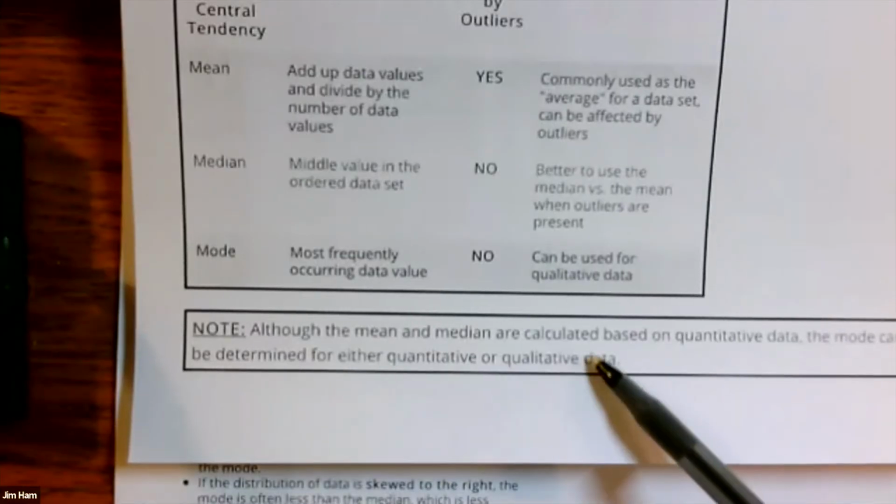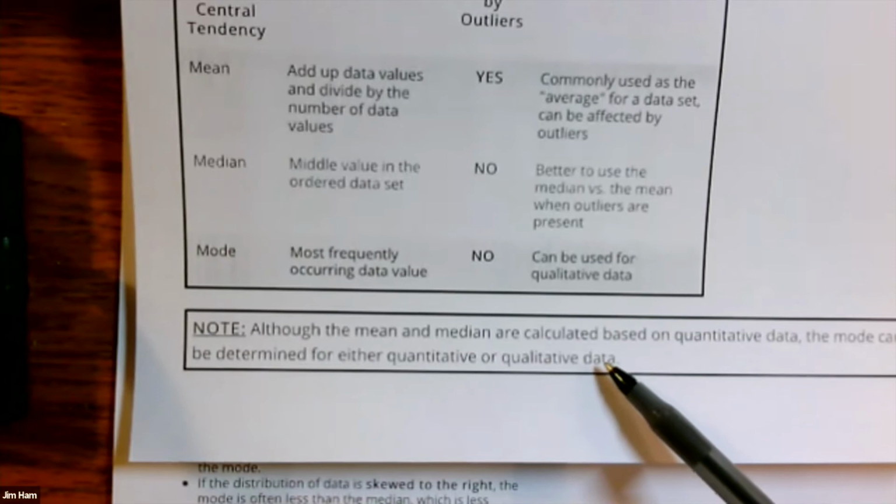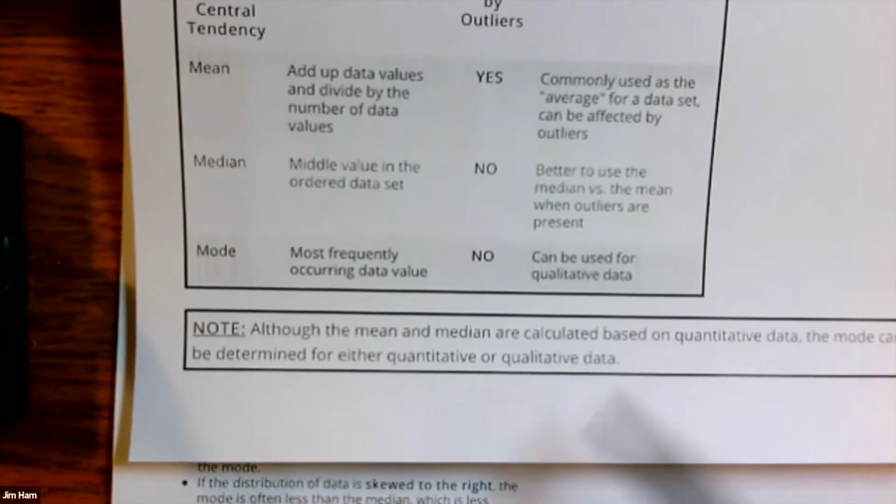And that's what this little blurb down here is saying. A lot of times the mode is very useful when we're dealing with qualitative data. But if we have qualitative data, the mean and the median are useless.